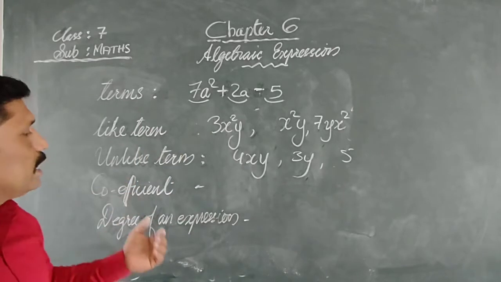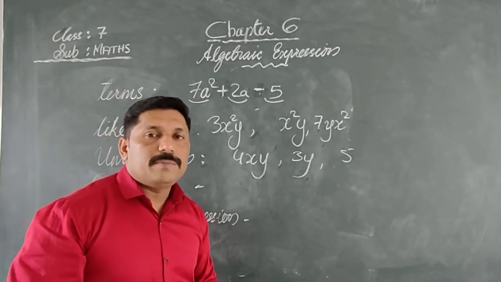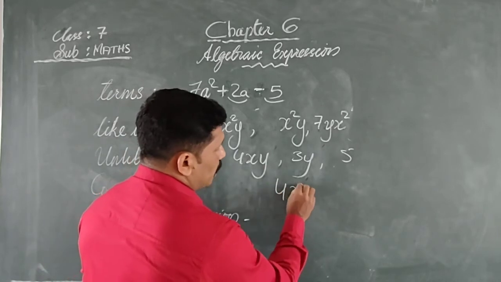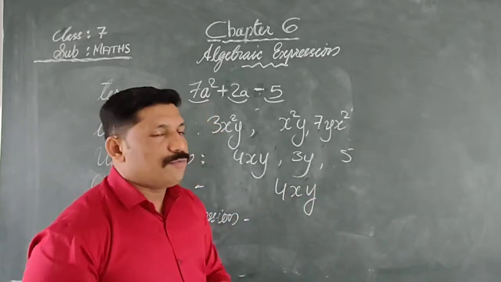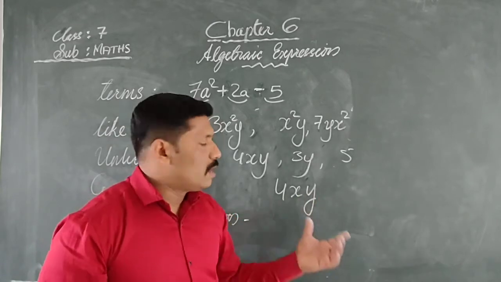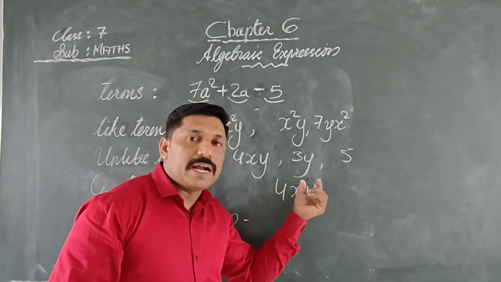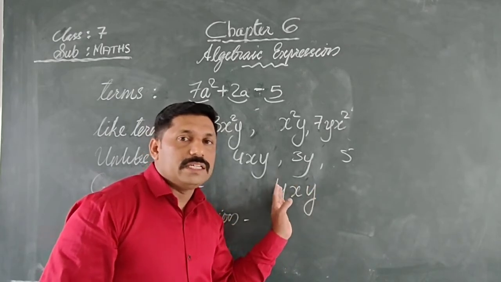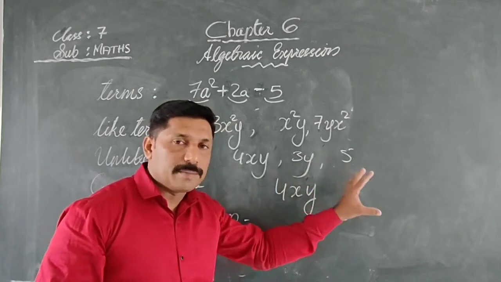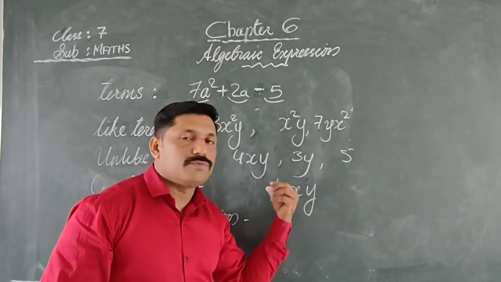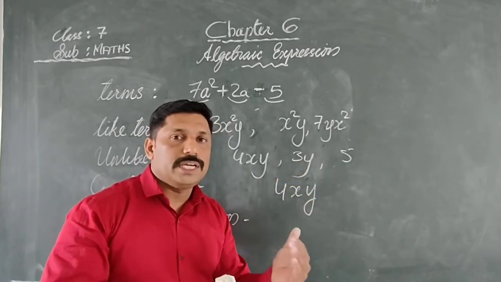Next we are going to study coefficient. What do you mean by coefficient? In a term, if you take one particular term 4xy, in a term, if a quantity, whether it is a numerical quantity or variable, a quantity that is multiplied with another quantity, then the first quantity is called the coefficient of the remaining quantity, and the remaining quantity is called the coefficient of the first quantity. They are coefficients to each other.